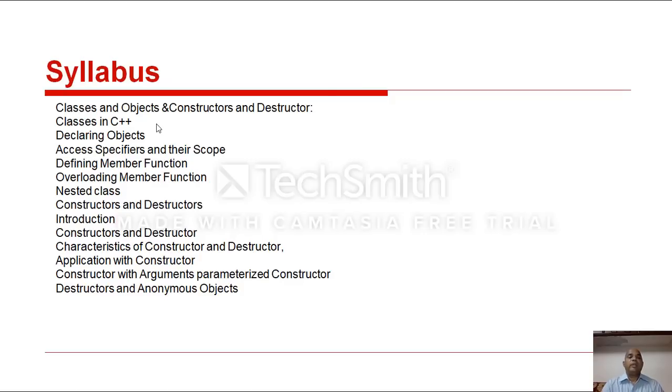Next one, declaring objects: how to define an object, and how to call the member functions through the object. Next, access specifiers and their scope. Yesterday and last class, we discussed access specifiers. There are three types of access specifiers: private, public, and protected. Next content is defining member functions.